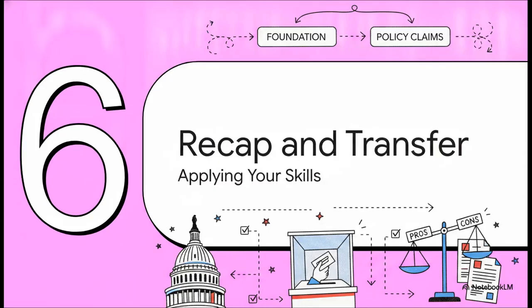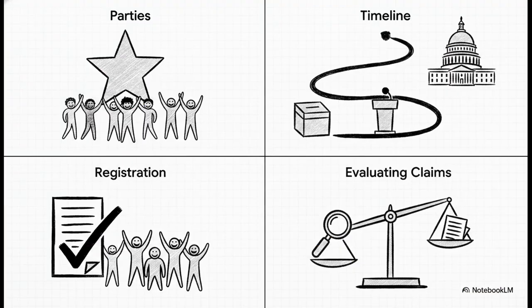And finally, Section 6, recap and transfer. We have covered a ton of ground today, from the foundation of political parties all the way to evaluating complex policy claims. So let's do a rapid recap. We learned that political parties are structured to shape ideology at the top and mobilize voters at the bottom to get candidates elected. We saw that the electoral timeline flows chronologically, starting from local primaries and caucuses, moving to conventions, then the general election, and finally landing at the Electoral College.